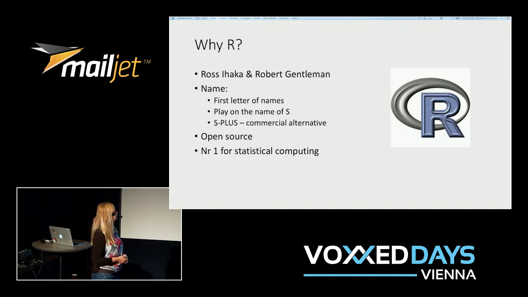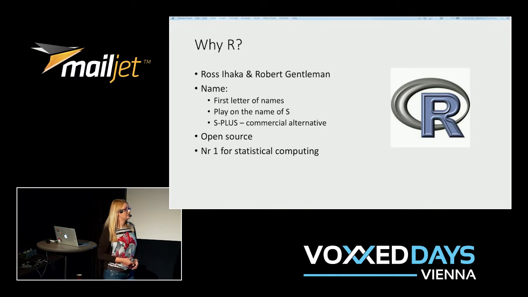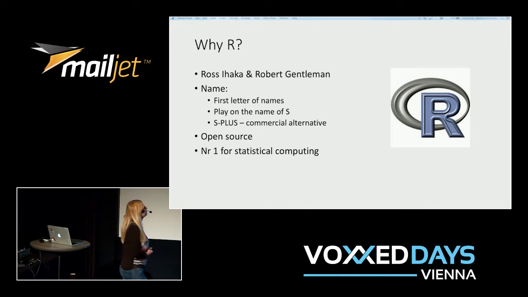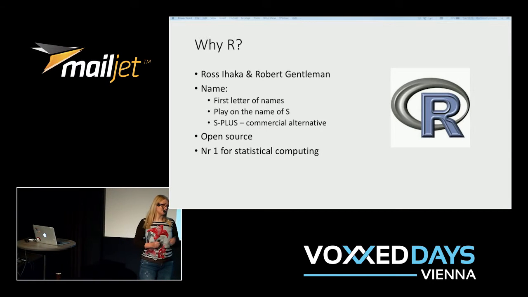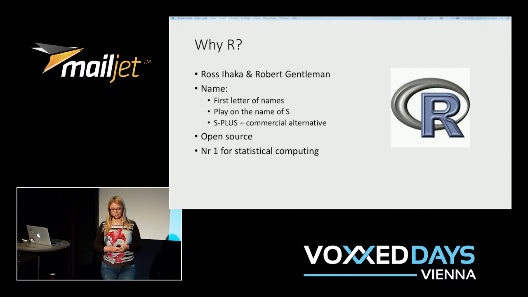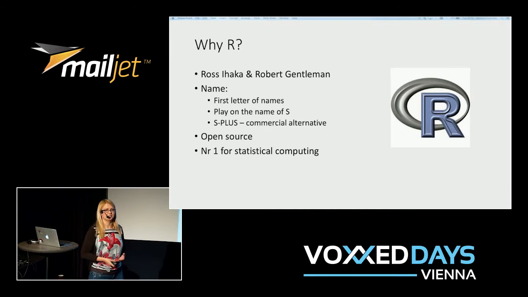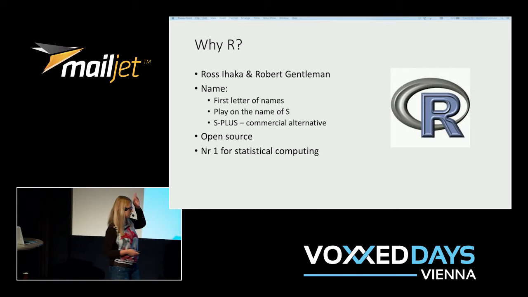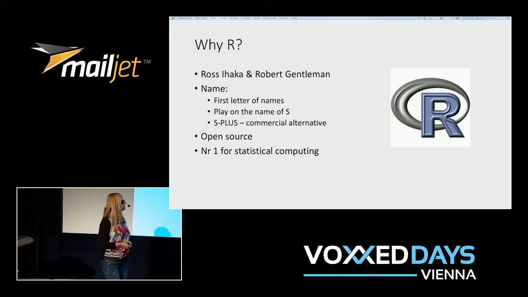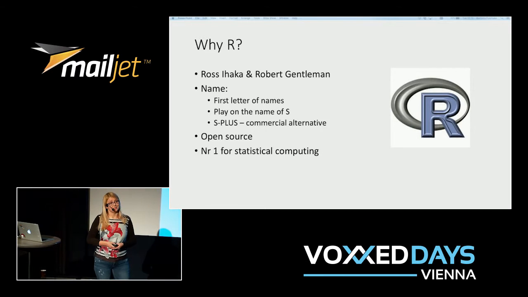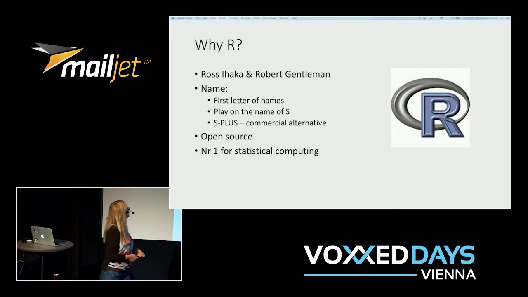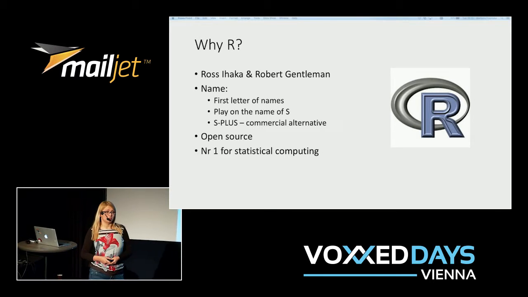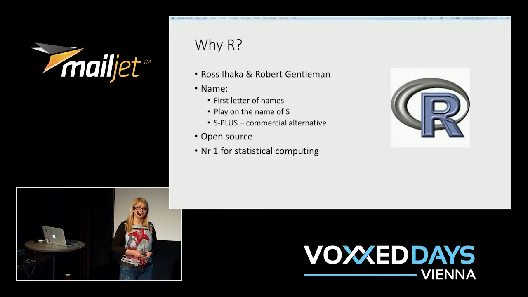It was created by those two guys, Ross Ihaka and Robert Gentleman. I'm not sure if I'm pronouncing those names properly, and one of the theories is that this is where the name R came from, those first letters of their first names. Another theory is that there was an S+ language created by Bell Labs, and R was a free alternative, an open source thing.